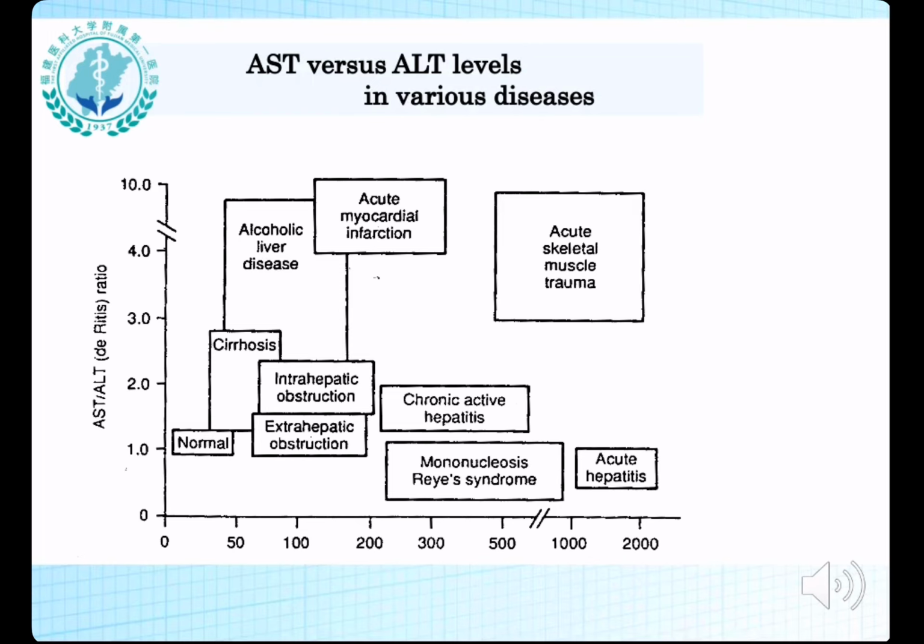This picture shows the de Ritis ratio in various diseases. The x-axis means the level of ALT, and the y-axis means the de Ritis ratio. When the ratio increases largely, it often means disorders from cardiac or skeletal muscle, because AST is the numerator, and AST is mainly present in cardiac and skeletal muscle. And for acute hepatitis, the ratio is often less than 1 because in acute hepatitis, the elevated level of ALT is obviously higher than the elevated level of AST.